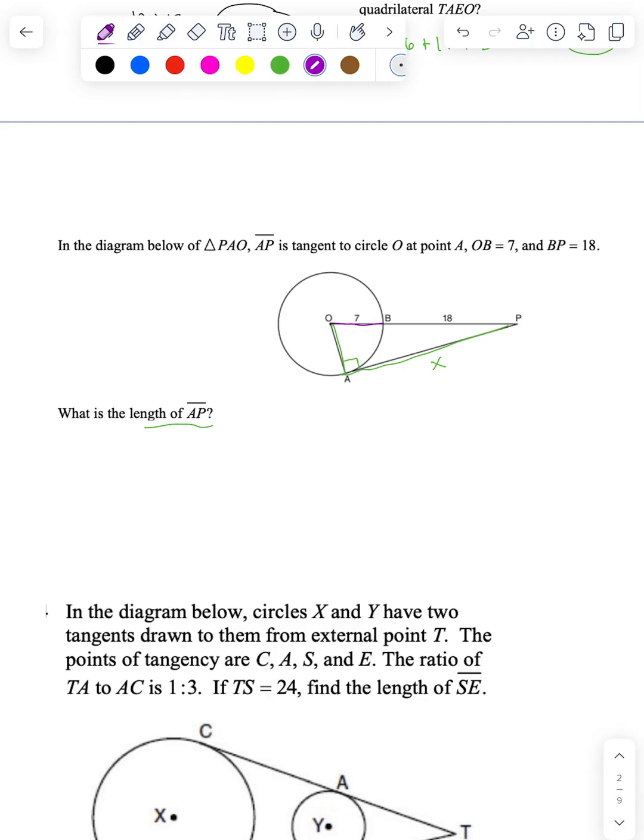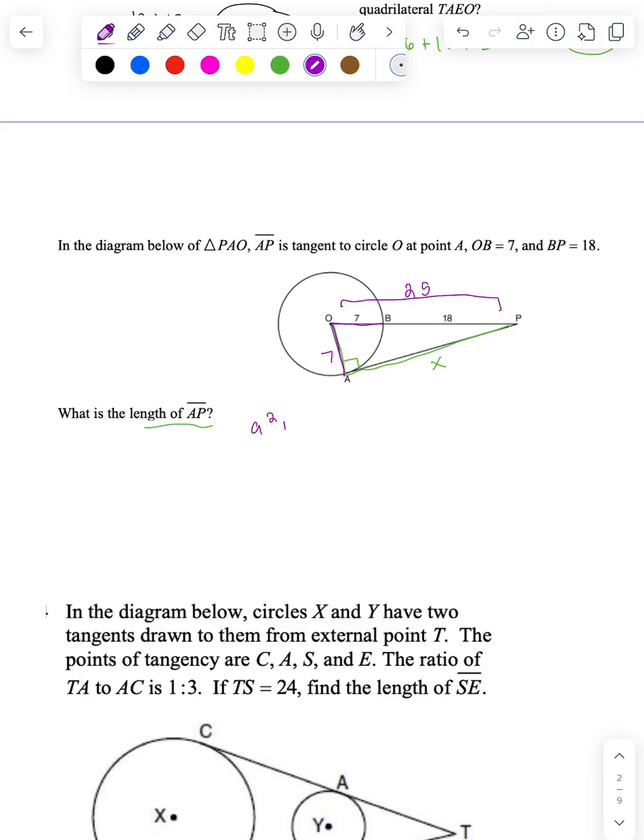So OB is a radius of the circle, center to point on the circle, and its length is 7. But OA is also a radius of the circle from the center to another point on the circle, point A. And since all radii of a circle are congruent, if one radius was 7, the other one also has to be 7 as well. This gives us enough information to use the Pythagorean theorem because we have 2 sides of our right triangle. We have the 7, and then we have the 18 plus 7, which is 25.